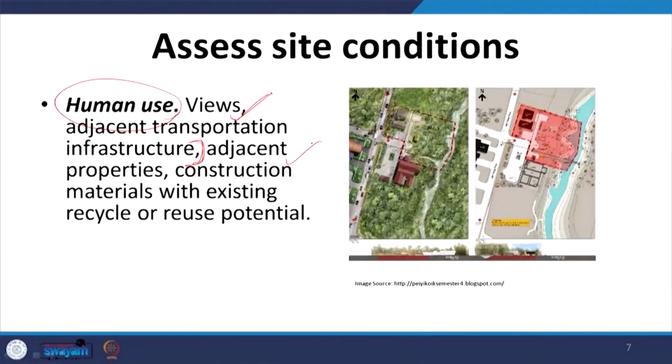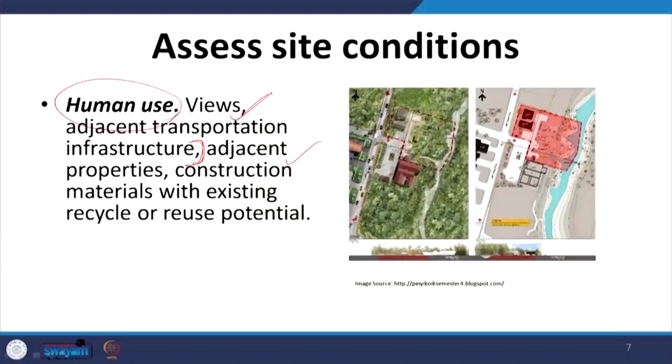We have to look at the adjacent properties, how humans would be using those adjacent properties. So, suppose there is a commercial building which is being developed, and there is a huge mall, shopping area which is right next to the site. Now, it is absolutely human that the people will be using the adjacent site. So, what kind of connections should be provided so that it is easy for people to use. For that, the assessment of adjacent properties has to be done.